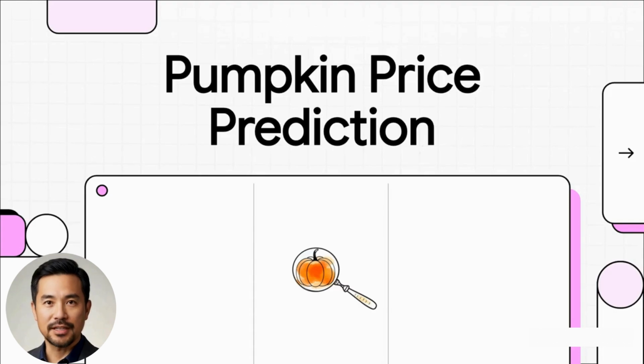All right, today we're jumping into a classic autumn mystery. We've got a suspect, the humble pumpkin, and we've got a crime, its wild, fluctuating price. Our weapon of choice, machine learning. But the real question is, do we even have enough clues to crack the case?